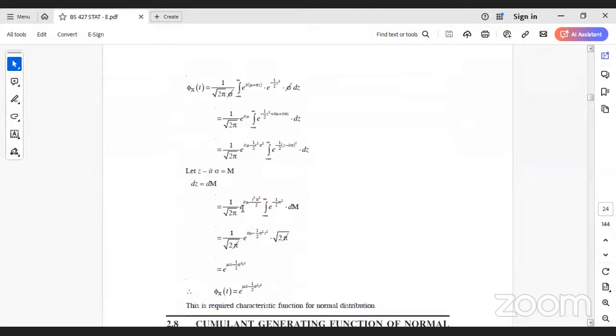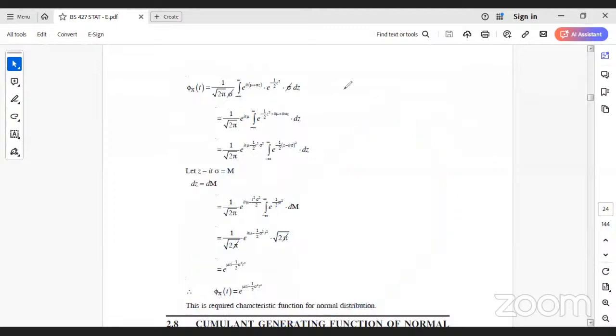So 1 by root 2 pi e power it mu minus t square sigma square by 2, times the integration from minus infinity to infinity of e power minus 1 by 2 m square dm, which is root 2 pi. So root 2 pi gets cancelled here. So phi of x of t is equal to e power it mu minus 1 by 2 sigma square t square. This is the most important theorem.